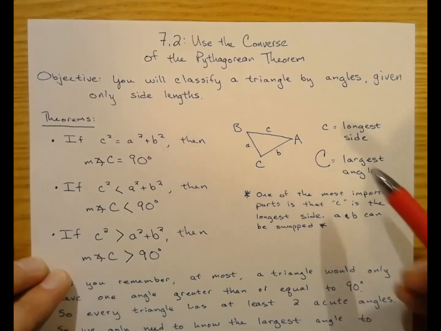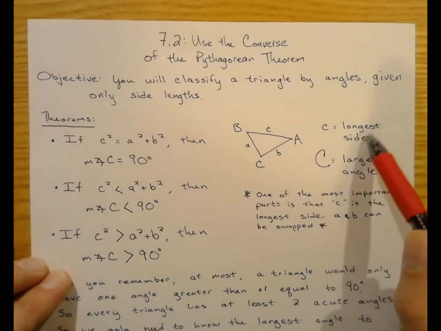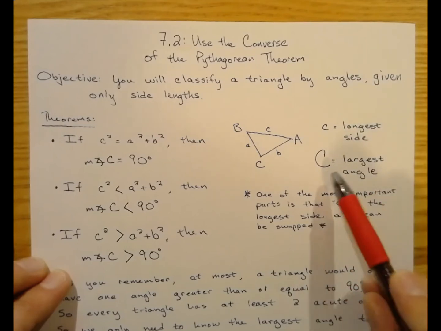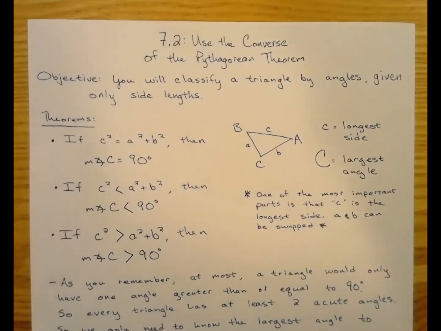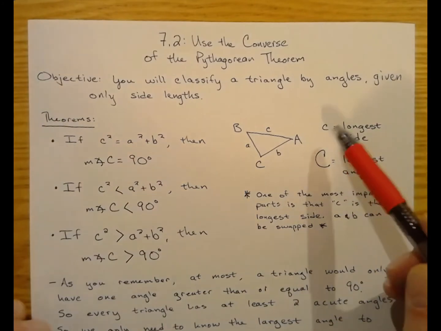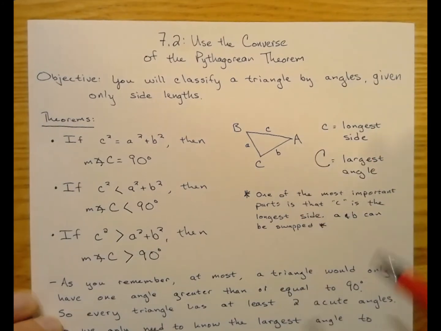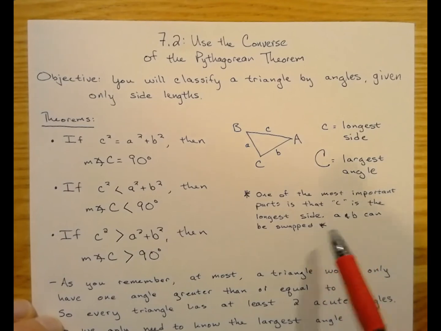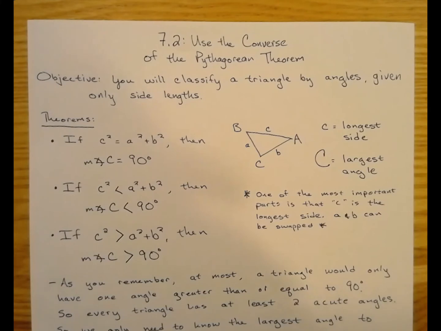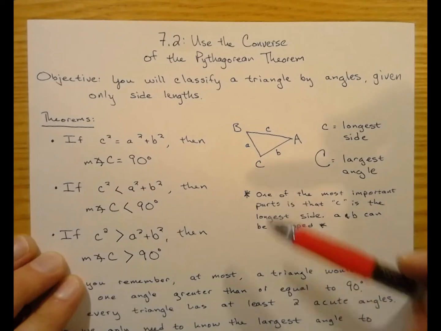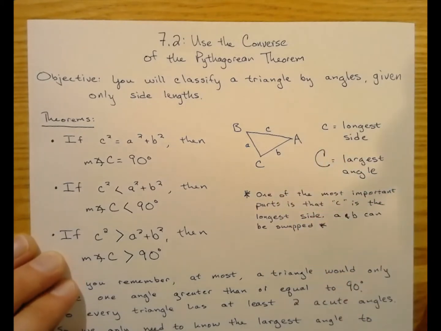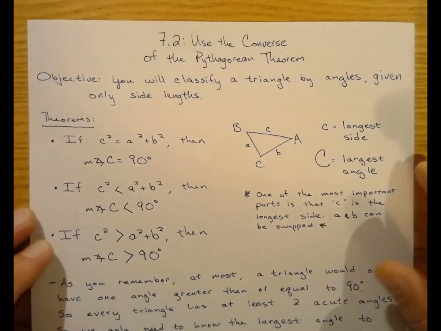And for all of the theorems, our lowercase c is going to be the longest side, and our capital C is going to be the largest angle. It's very important that we use our longest side as the C value. The A and the B values can be swapped, and that won't be any problem, but we have to set it up so that C is the longest side and capital C is the largest angle.